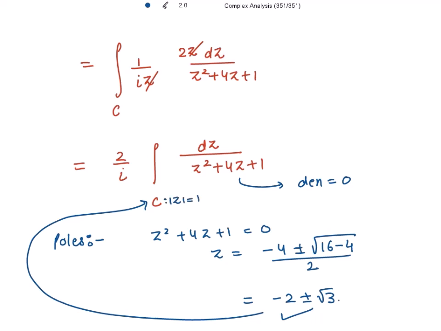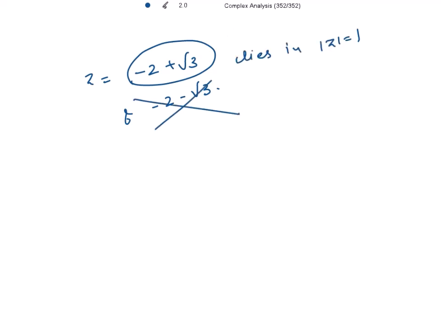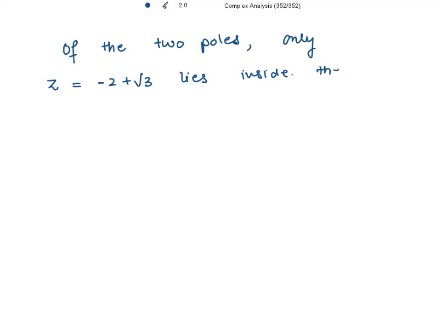We have z equal to minus 2 plus root 3 and minus 2 minus root 3. So from these 2 points, only minus 2 plus root 3 lies inside the circle, and the other point does not lie inside this circle. So we need to find the residue for this point only, right? So let's write this. Of the 2 poles, only z equal to minus 2 plus root 3 lies inside the unit circle mod z equal to 1.